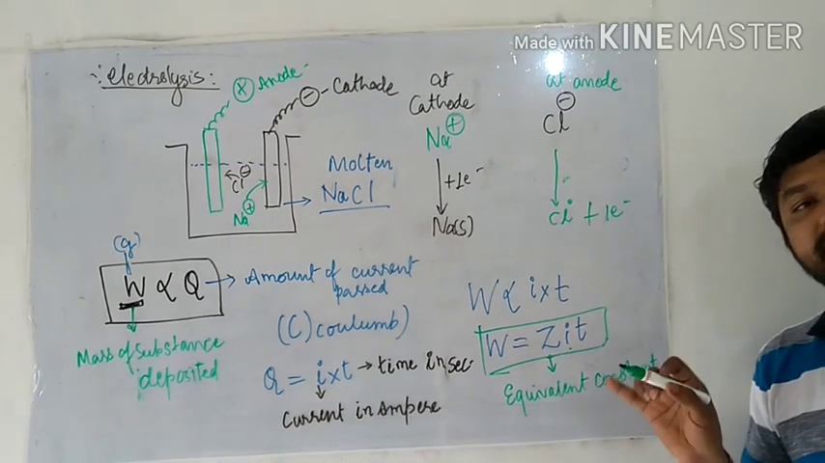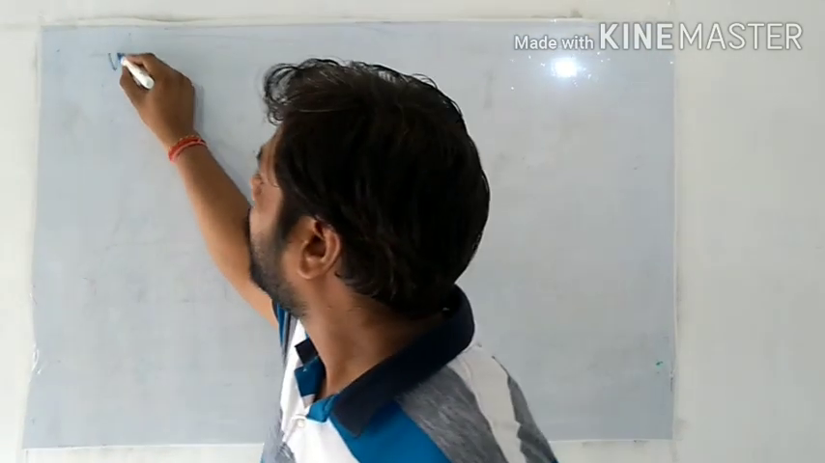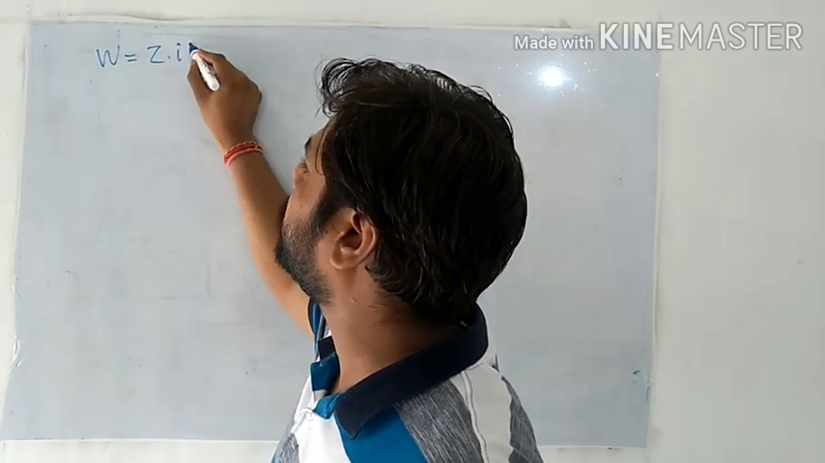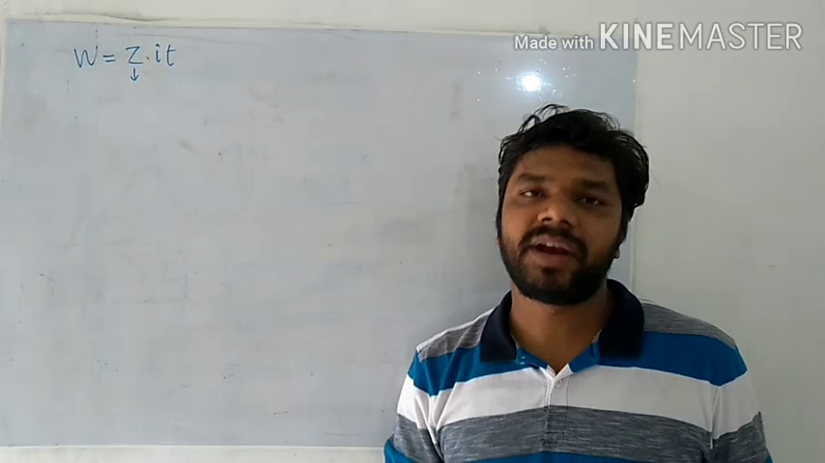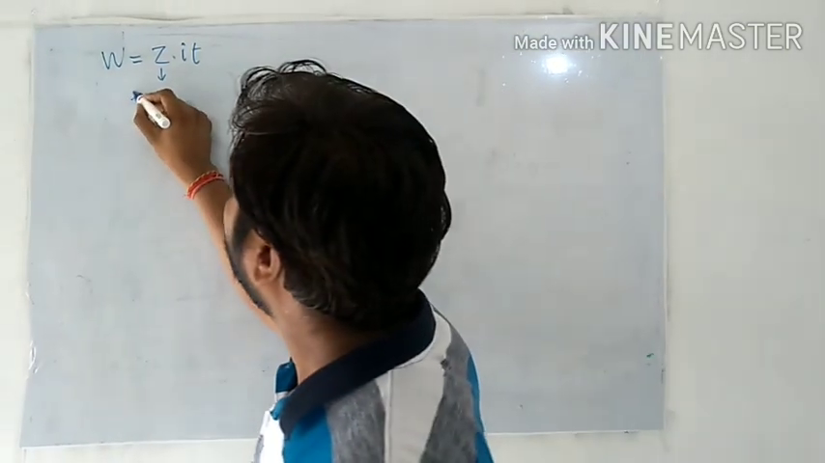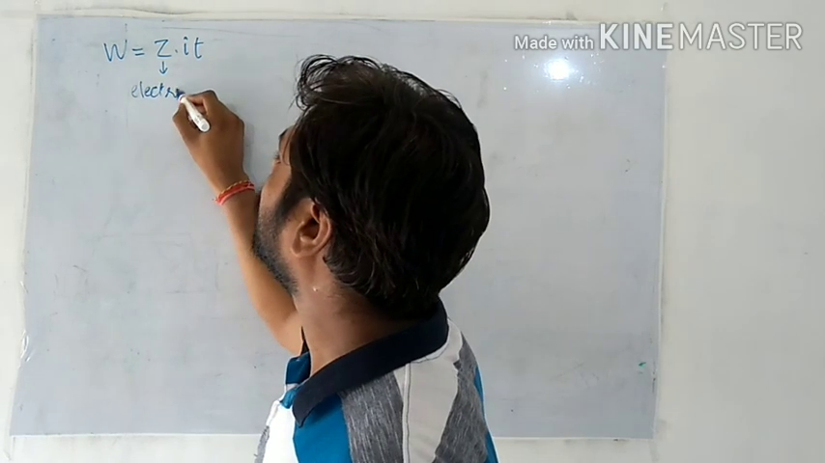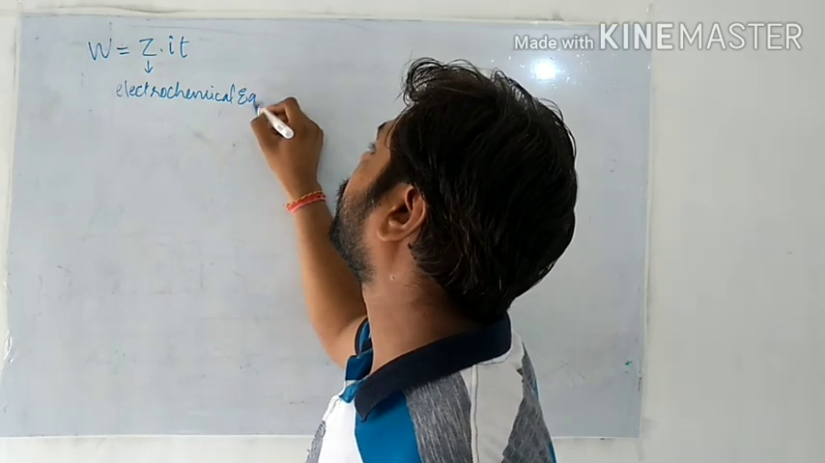Now we'll see what Z is. As I discussed, we have W is equal to Z into IT, and Z is called the equivalent constant. It is also known as electrochemical equivalent.